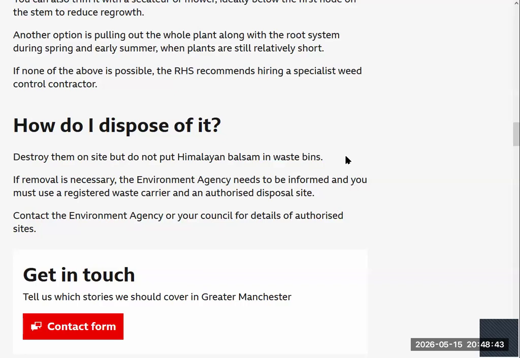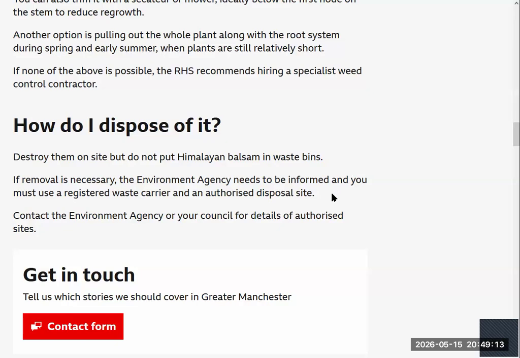Because there can be seeds, and when people remove it from the bins, it can fall out. And of course, it may go to a waste site and be on the surface for 6 months before it blows away into the surrounding area. So it's very, very risky, isn't it?